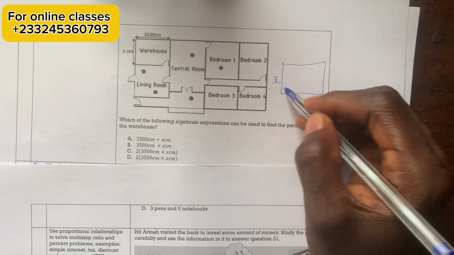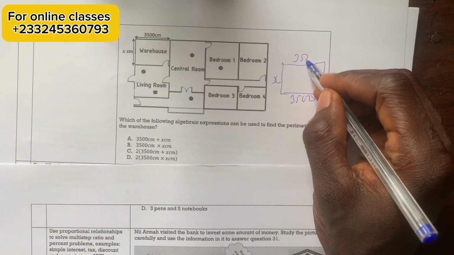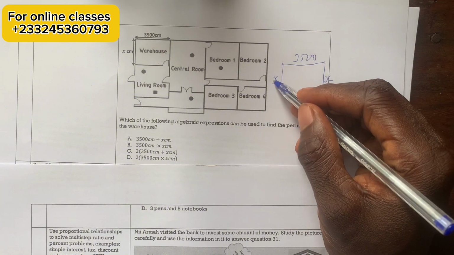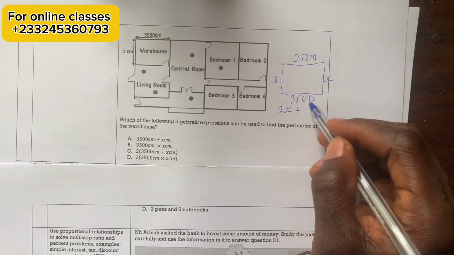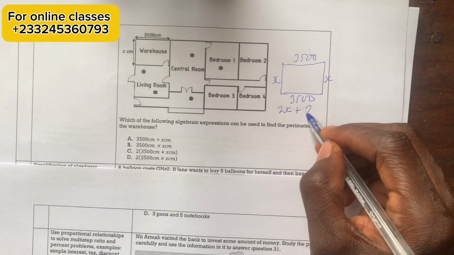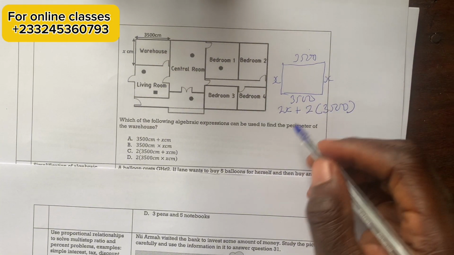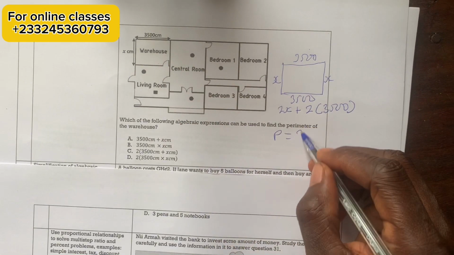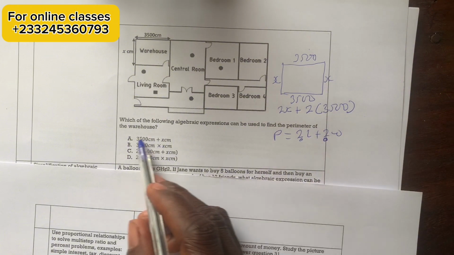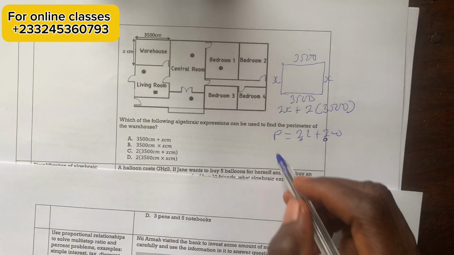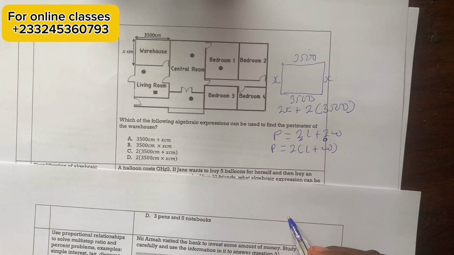Let's put it here. We have x wide, 3,500 long, x wide, 3,500 long. So x plus x will give us 2x. So 2x plus 3,500 plus 3,500. Or you can say that the perimeter of a rectangle is 2 times the length plus 2 times the width. You see that we have 2 here and 2 here. I want to solve it as the options are. P equals 2 times (L plus W). So which one is our answer?